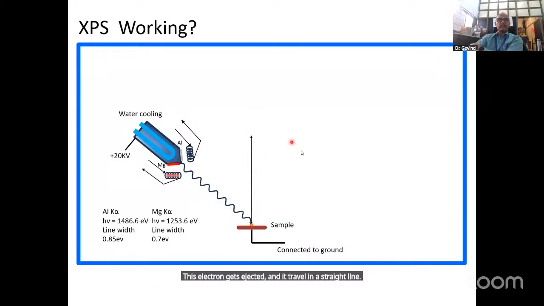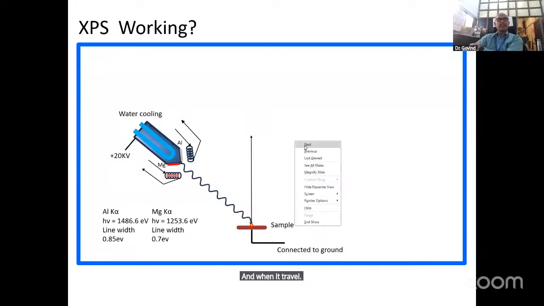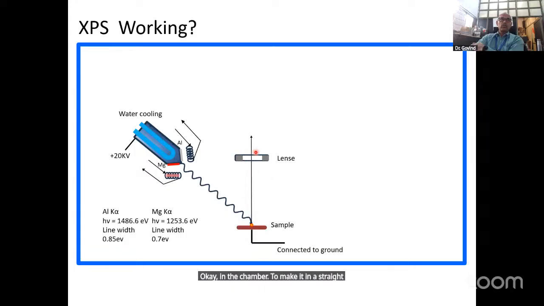And when it travels, it will disperse everywhere in the chamber. To make it go in a straight line, we have to bring all these electrons into a straight line by passing those electrons through a lens. This is not an optical lens, this is an electromagnetic lens. So all the scattered electrons coming from that sample get focused in a single line.